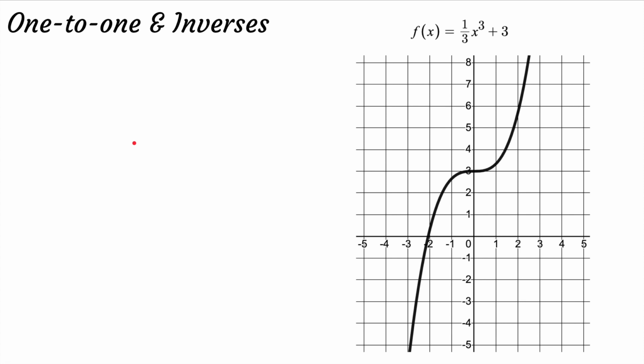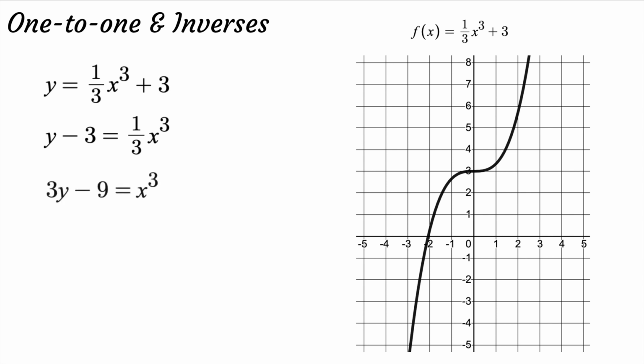One-to-one inverses. I chose the function 1/3 x cubed plus 3. Now this is the graph that goes with the function. To find the inverse, I took f of x and turned it into y. Then I subtracted 3 to get y minus 3 equals 1/3 x cubed. Then I multiplied the entire thing by 3 to get rid of the 1/3. That would give me 3y minus 9 equals x cubed. Then I took the cube root of the entire equation to get x by itself, which would give me the cube root of 3y minus 9.